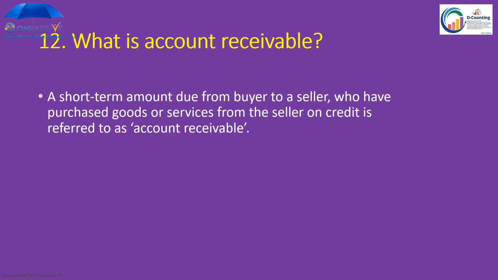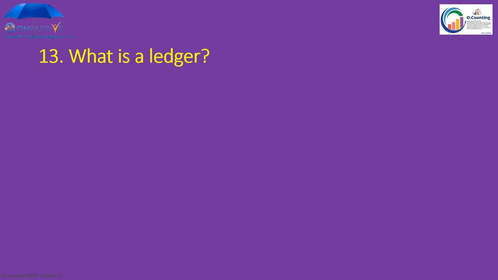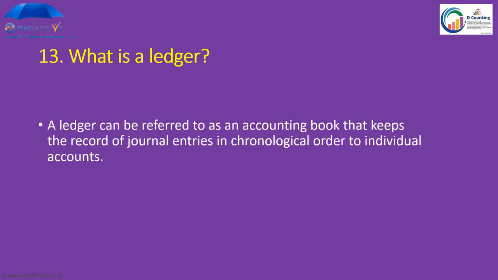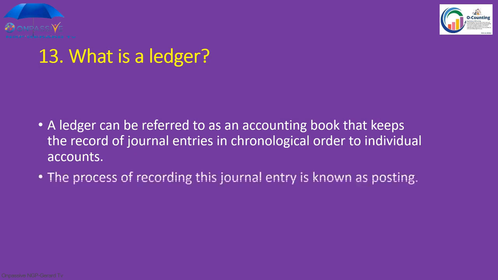A short-term amount due from a buyer to a seller, who has purchased goods or services from the seller on credit, is referred to as accounts receivable. What is a ledger? A ledger can be referred to as an accounting book that keeps the record of journal entries in chronological order to individual accounts. The process of recording this journal entry is known as posting.